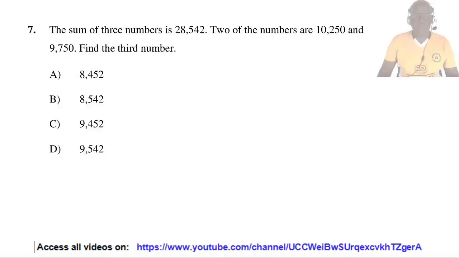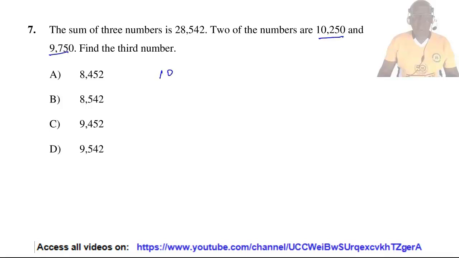Question 7. The sum of three numbers is 28,542. Two of the numbers are 10,250 and 9,750. Find the third number. We shall first find the sum of the two numbers.